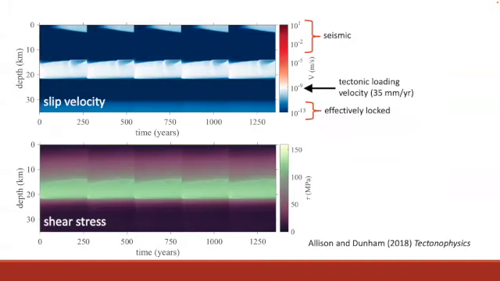To illustrate how the remote tectonic motion loads the fault, I've plotted the slip velocity on the fault on the top. In this plot, white represents when the fault is slipping at exactly the tectonic plate velocity of 10 to the minus 9 meters per second, or 35 millimeters per year. If the whole fault was moving at that velocity, then no stress would build up and there would be no earthquakes. Blue represents velocities below 35 millimeters per year, with dark blue meaning the fault is effectively locked, as it is in much of the upper crust in the interseismic periods.